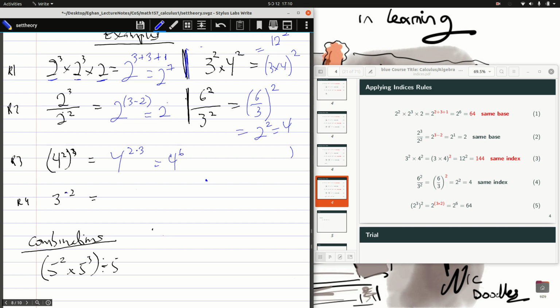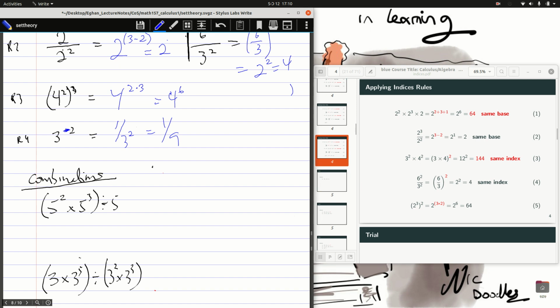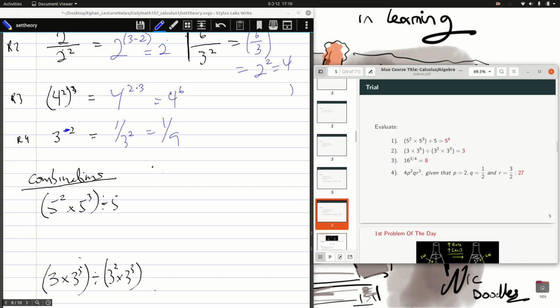3 to the power negative 2, by the index rule of reciprocal, is the same as 1 over 3 square, and that's 1 over 9. In the same way, if I had 3 to the power, let me not worry myself. This is just fine. Now there are cases where you can have combinations of these rules.